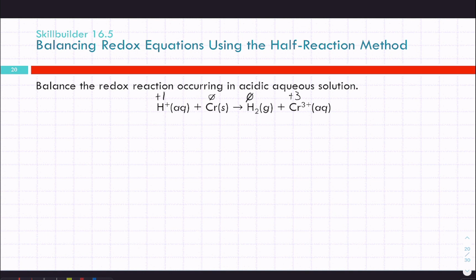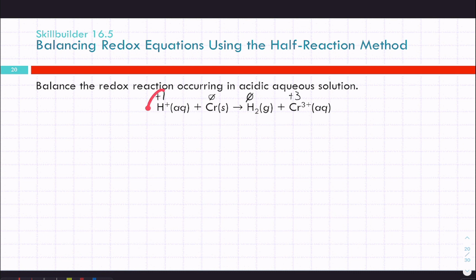So once we've identified that, we can separate this into the 2 separate equations. You don't necessarily need to know which one's oxidation and which one's reduction, but that can help you identify, in more complicated reactions, which ones to actually separate into what equations.